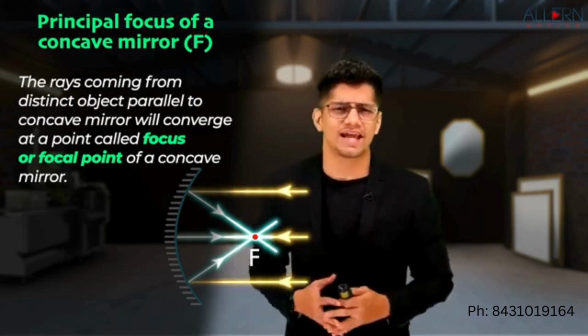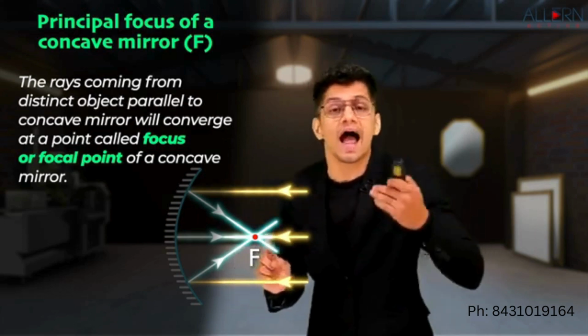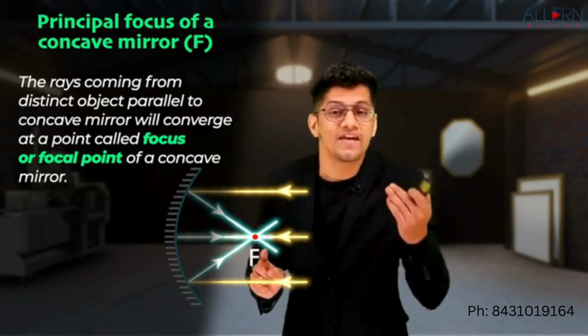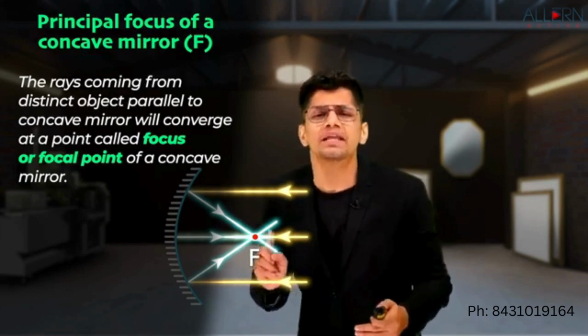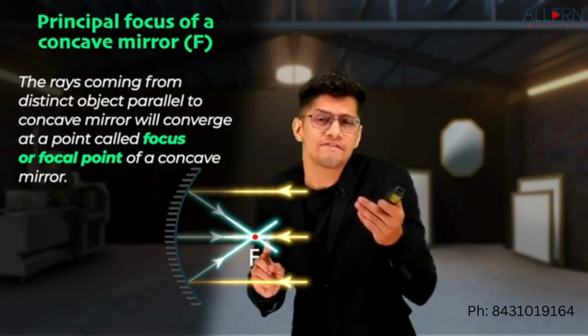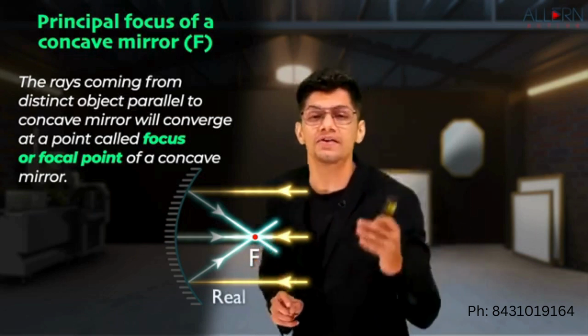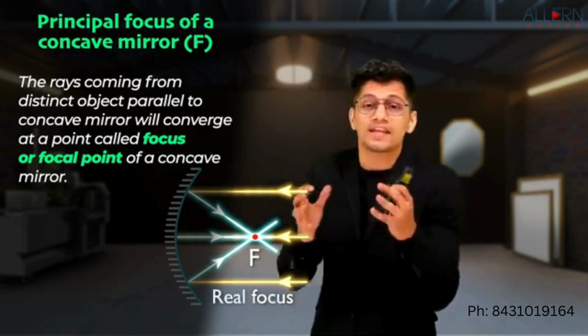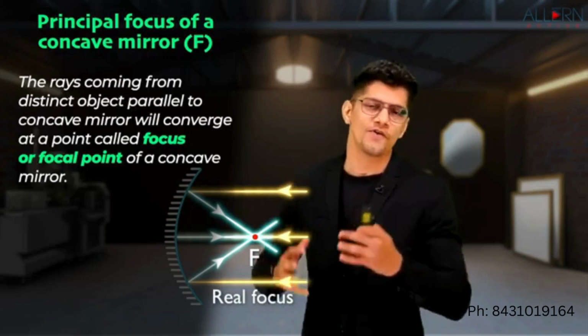Now what we need to understand here is that the rays of light are actually meeting, and whenever the rays of light actually meet, such a focus is called a real focus. So concave mirrors have real focus.